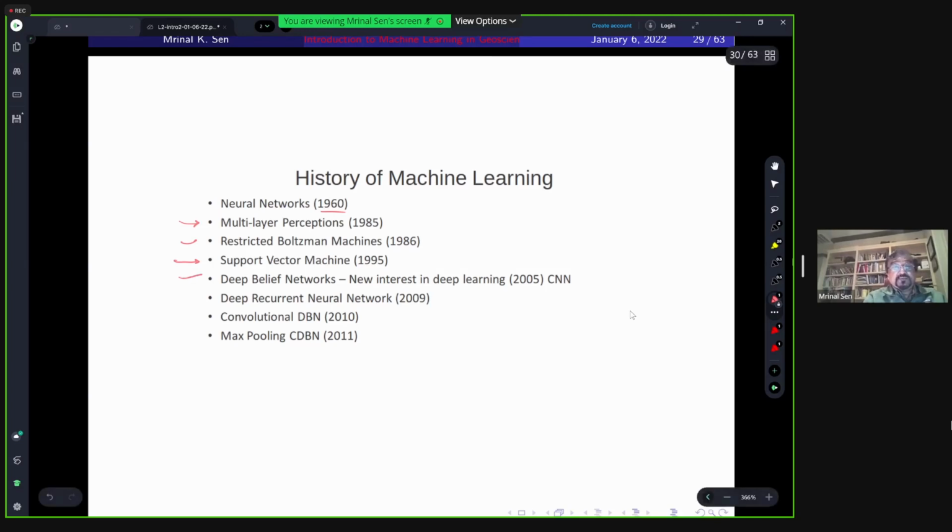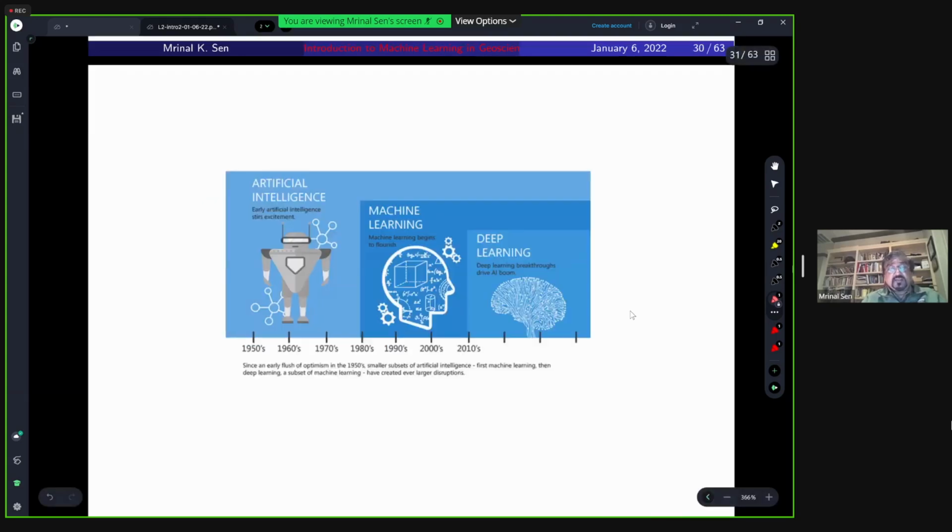And then we have the deep belief network, recurrent neural network, convolutional neural network, and max pooling. So I will talk about all of these things. And the convolutional neural network and deep learning is what actually made the difference. And that's what made it possible for machine learning to be so popular with application to numerous problems. So, artificial intelligence is the discipline where you try to emulate human intelligence. It's a general discipline under which you have machine learning, and then deep learning is another advancement in machine learning algorithms.